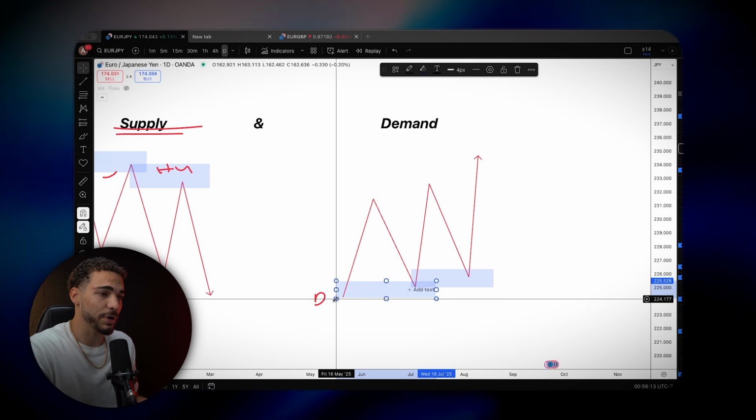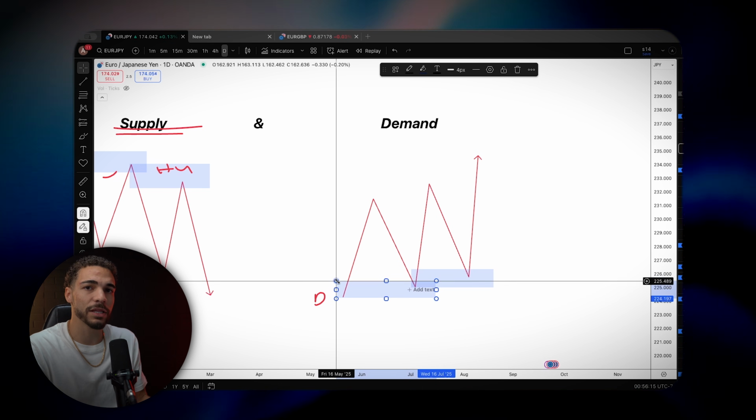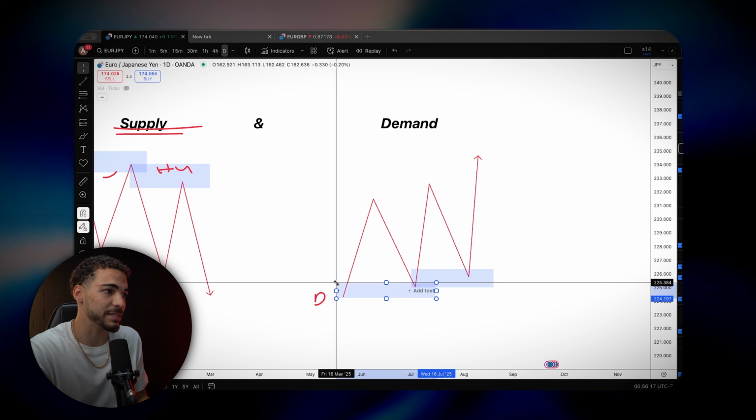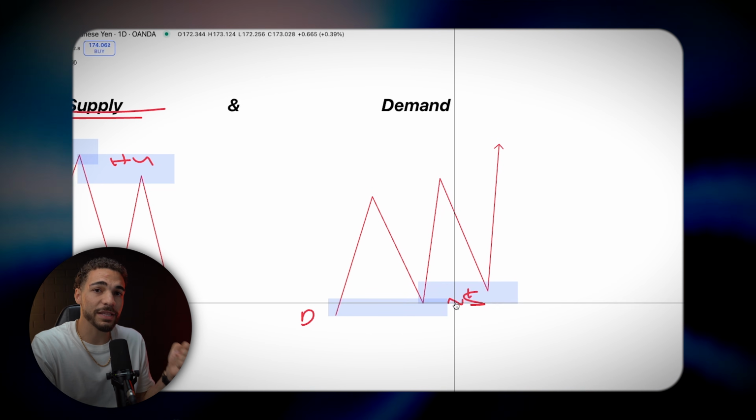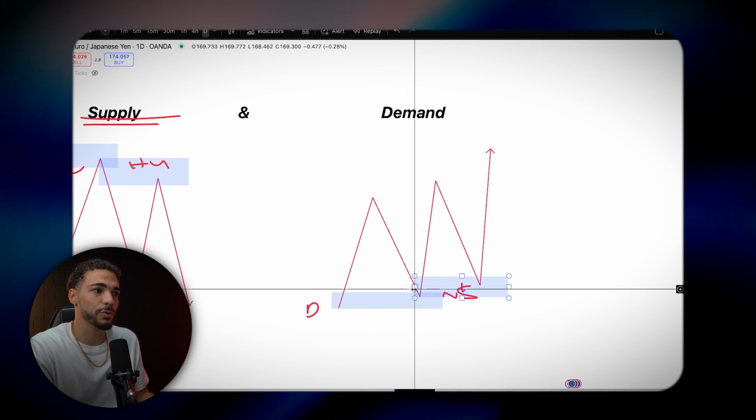So if this zone over here were based off of the daily, that would just mean that the lowest candlestick on the daily time frame is right over here. And if this were going to be the minute 15 zone, then that would mean that the minute 15 lowest candlestick is resting right over here.